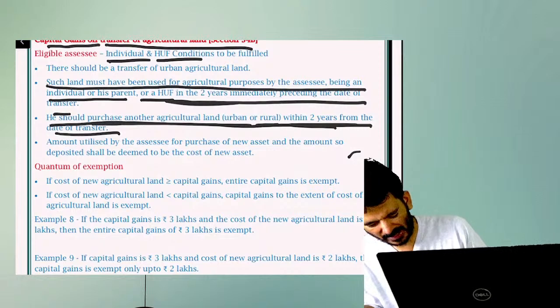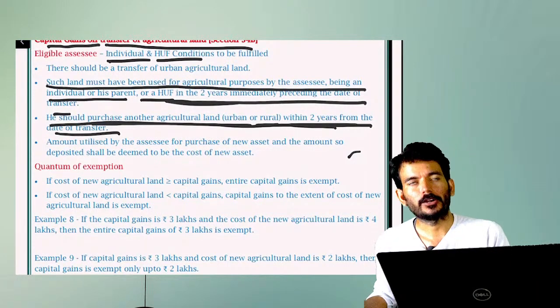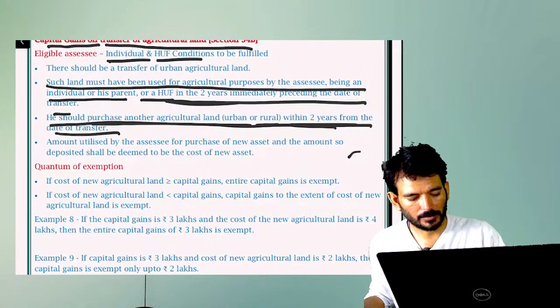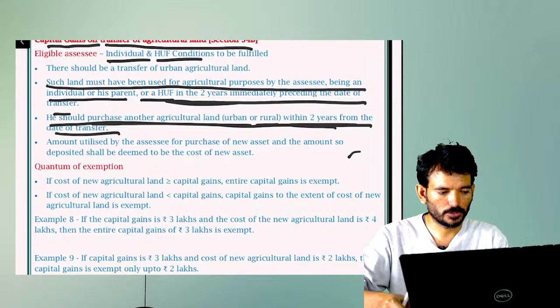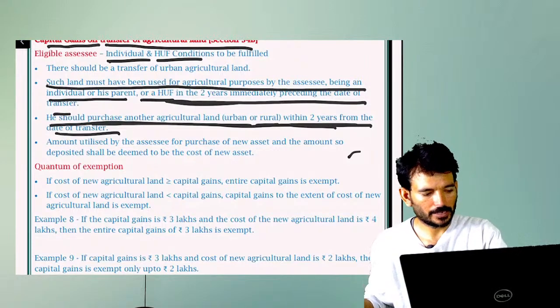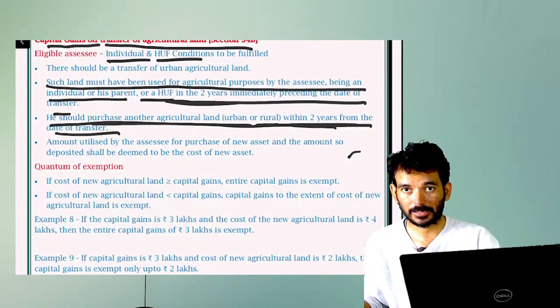It should have been used for agricultural purpose, and within the next 2 years you have to purchase another agricultural land. It can be rural or it can be urban, that's fine. Sir, why 2 years? Sir, within 2 years where should I keep the money? There is a capital gain account scheme, a separate account maintained in a separate bank account, in a scheduled bank, where you have to deposit that amount.